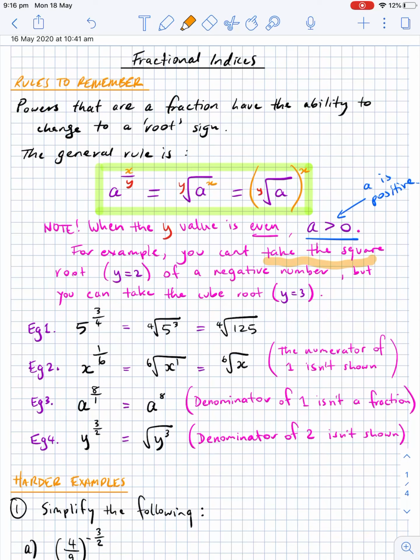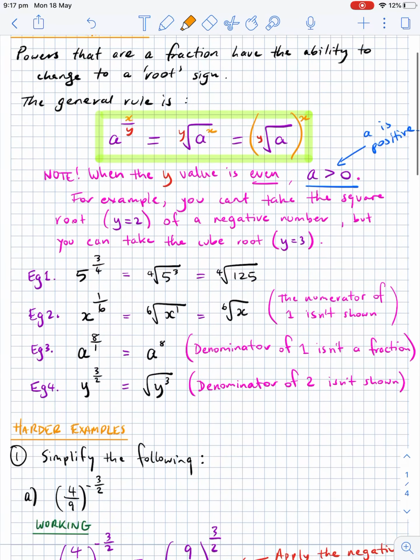But you can take the cube root of a negative number. So the cube root is when our y is equal to 3. So pretty much if this y is odd, you are allowed to have a as a negative number because you can take the cube root of a negative number. But if this y here is even, it pretty much means that this base has to be positive. Otherwise, it'll give you an error in your calculator.